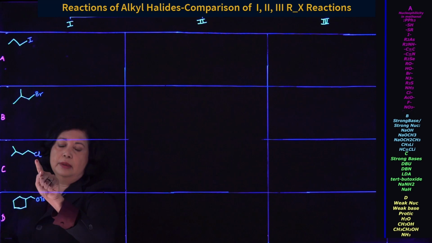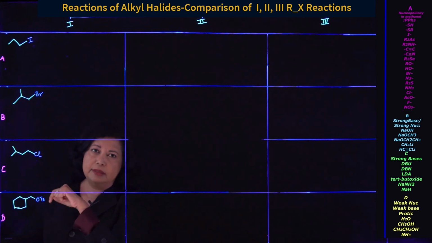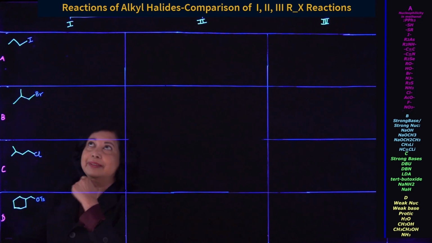Bromide is a better leaving group than chloride. Fluoride is not really good. It's 3.2 pKa. It's not a good leaving group. This OTs was -2, so that is also a very good leaving group. All right, let's start.